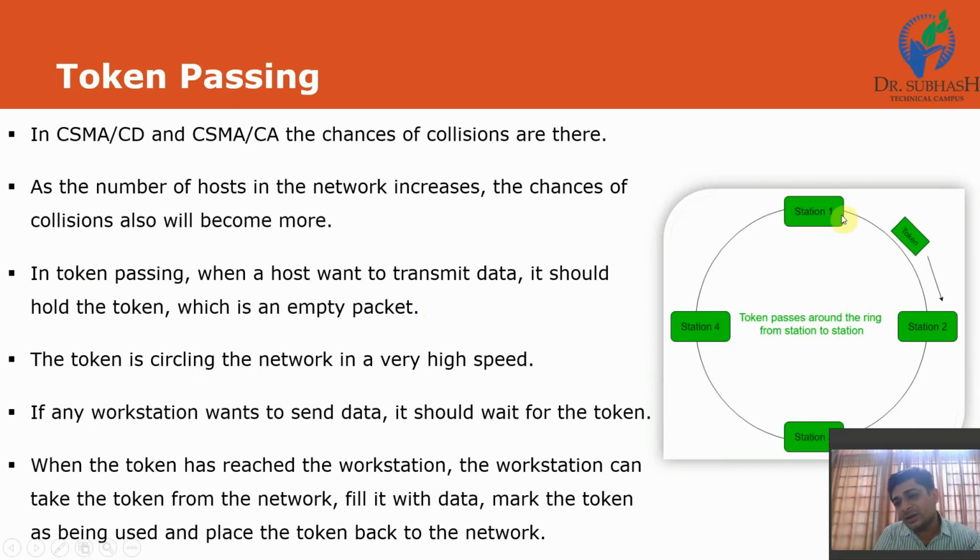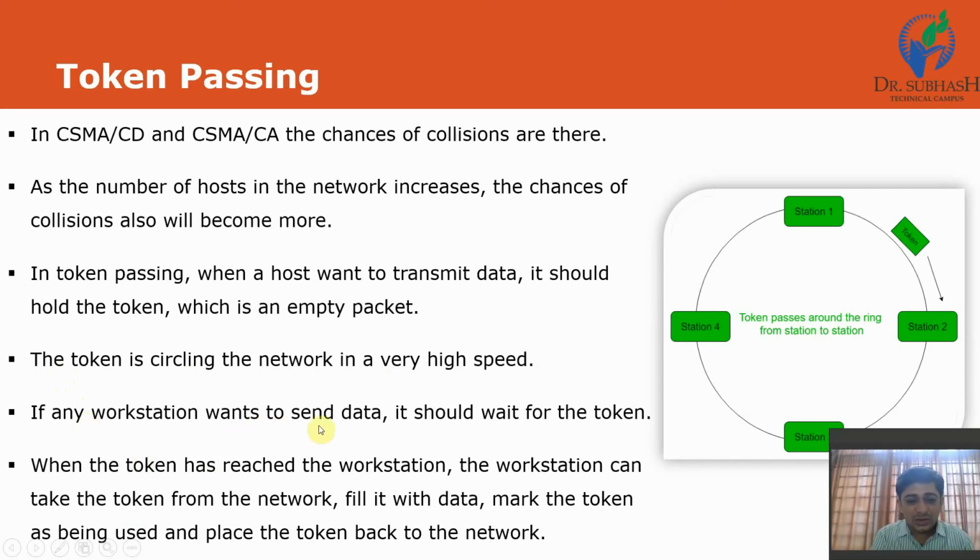See here in the figure, we have four stations, and the token will pass regularly from station 1 to 2 to 3 and so on. Whenever a node wants to pass data, it holds the token. After holding the token, that particular node may transmit its data. The token is circling the network at very high speed.